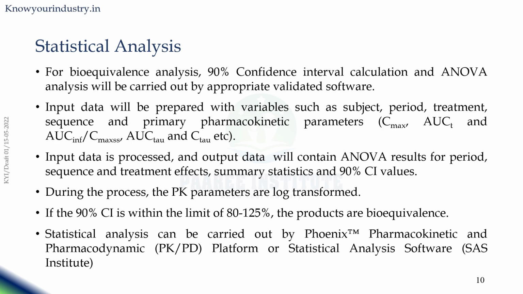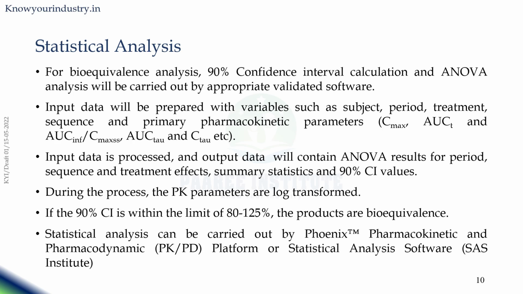For the bioequivalence analysis, we calculate the 90% confidence interval for the bioequivalence conclusion, and then we carry out the ANOVA, analysis of variance, for seeing the effect of subject, effect of sequence, and effect of all the variables used for the analysis. We have to see the treatment effect, how significant it is. All those things will be assessed through the ANOVA analysis.